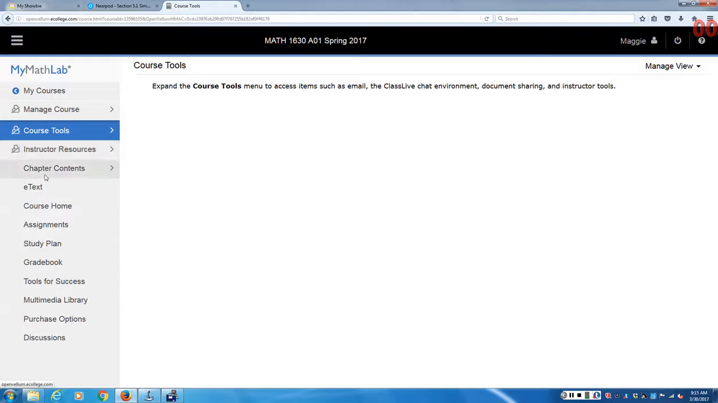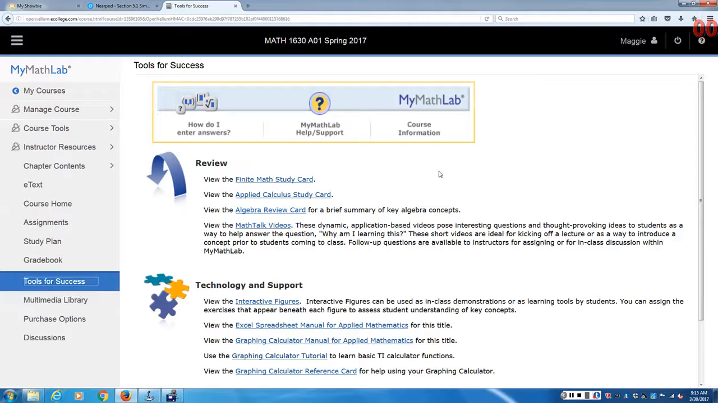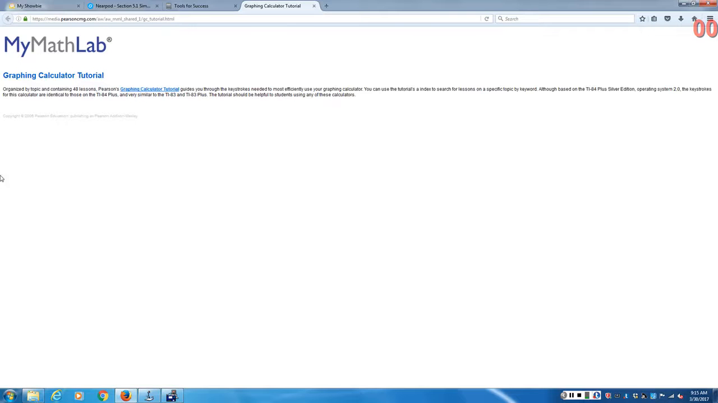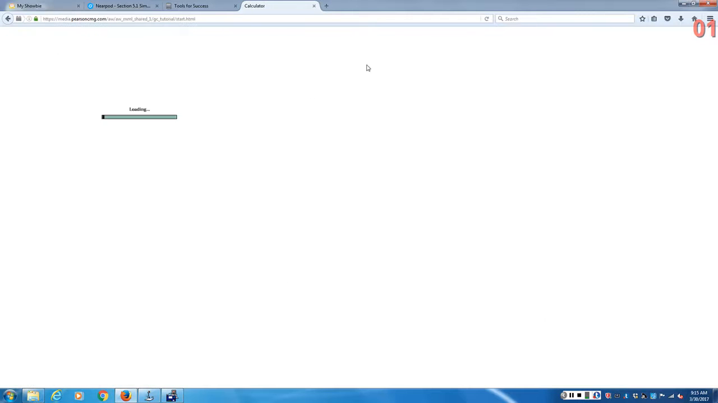Okay, before I go into the Nearpod, while everybody's getting logged in, if you go into Pearson, I want to show you where this is. I think I've showed you before, but I want to make sure everybody knows this because it's so important in this chapter. If you go into My Math Lab and go to Tools for Success, there is a graphing calculator tutorial to learn to use your basic TI functions. And this is a really, really good resource, especially for learning how to use the TVM solver.